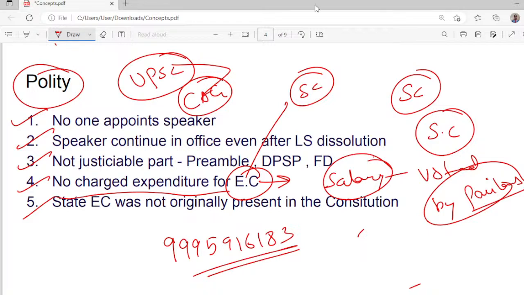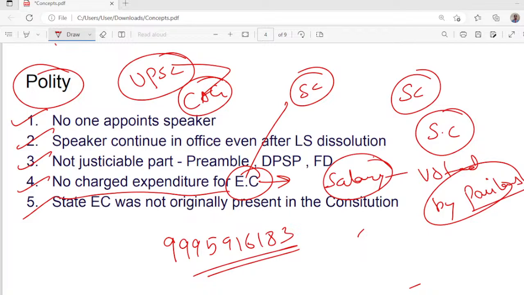Okay. I'm saying charged expenditure is not applicable to the Election Commission. And if there is a question, what is charged expenditure? Those expenditures which cannot be voted by the Parliament.